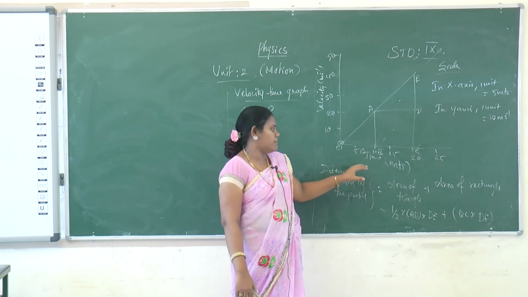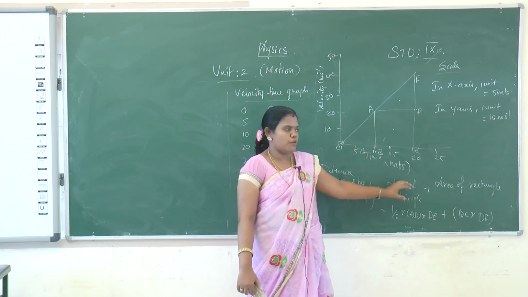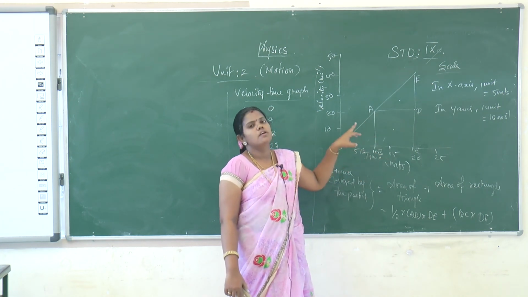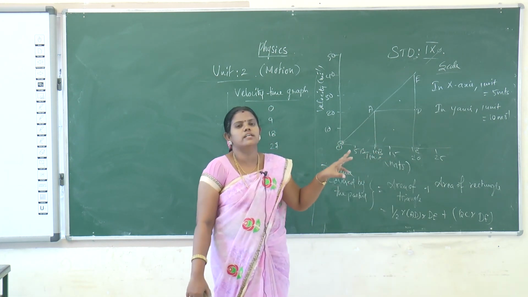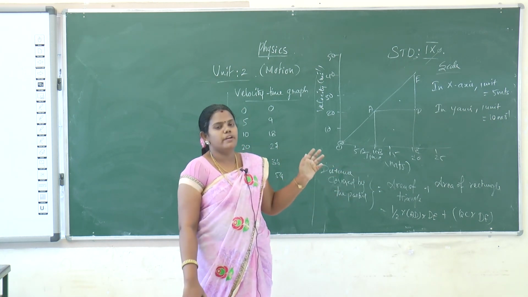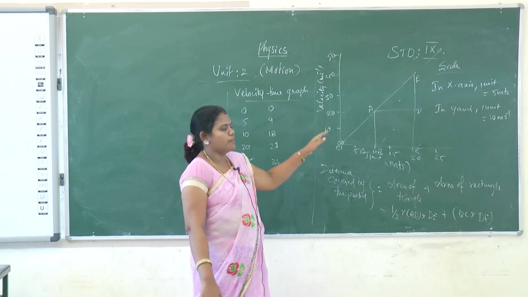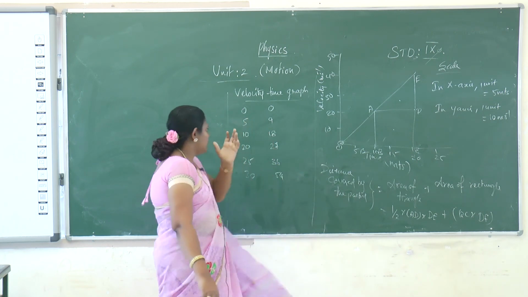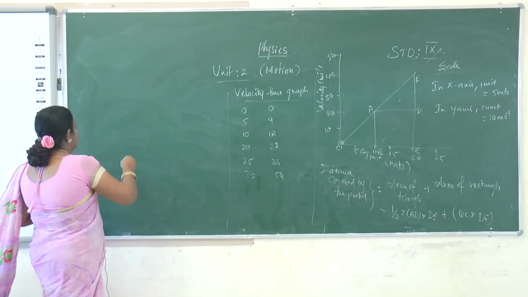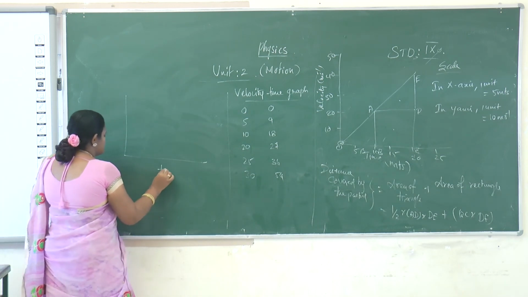You will calculate by using the area of the trapezium formula. Otherwise, since the trapezium has one triangle and one rectangle, you add the area of the triangle and the area of the rectangle, and you will calculate the distance covered by the particle. An object can be moving in uniform motion or in non-uniform motion. The graph is plotted between time and distance.